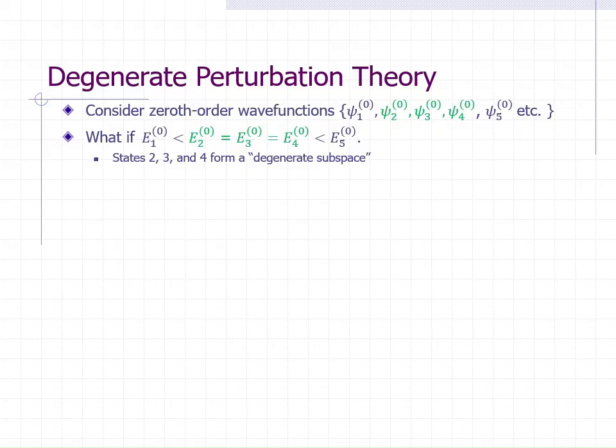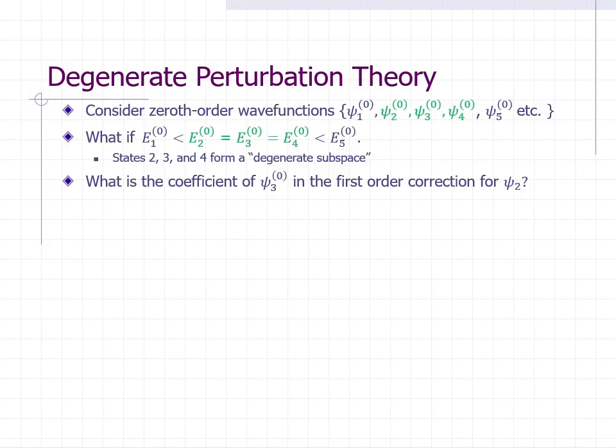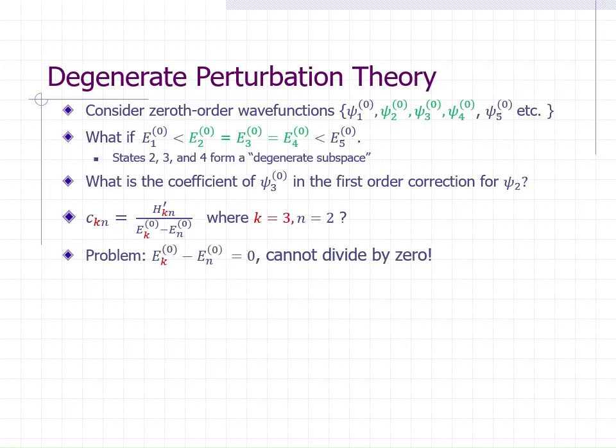Now, let's ask an important question. What is the coefficient of psi sub 3 naught in the first-order correction to psi sub 2? Referring to the earlier slide, this coefficient would be given by this formula. But here we immediately run into a problem. Because the states are degenerate, the denominator in this formula is 0 since the second and third states have the same zeroth-order energies. We get division by 0.